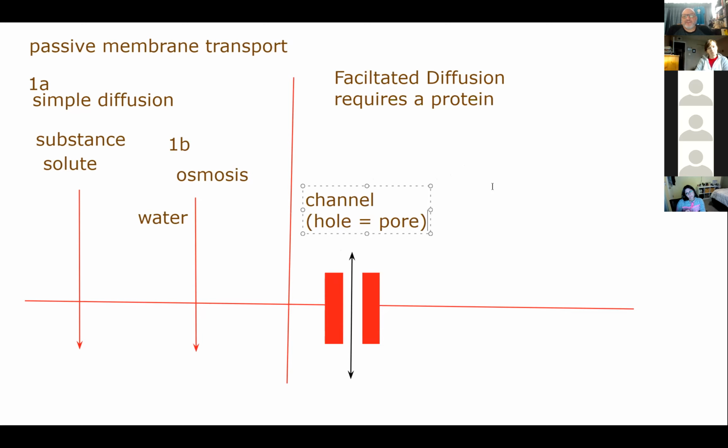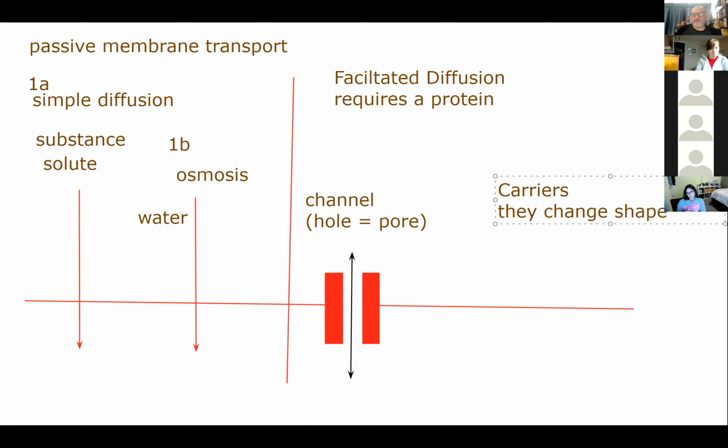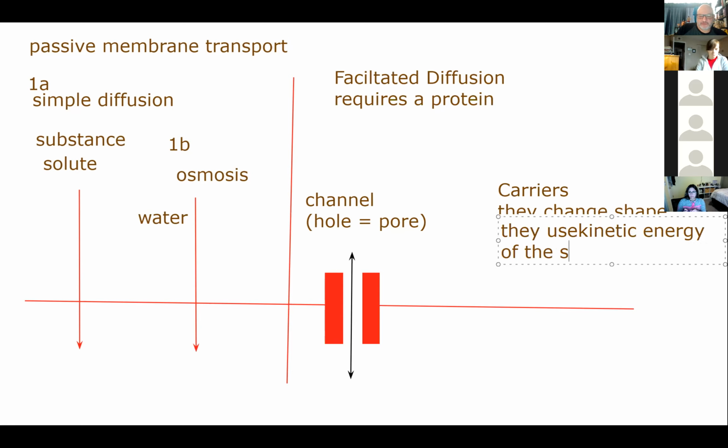Remember, another type of facilitated diffusion is the revolving door that we talked about. Those, remember, are the carriers. Carriers are passive, but they change shape. However, to get them to change shape, we don't use energy. We don't use ATP. Instead, to change shape, they use that kinetic energy you were talking about. Oh, kinetic energy. Yeah. Of the substance to change their shape.